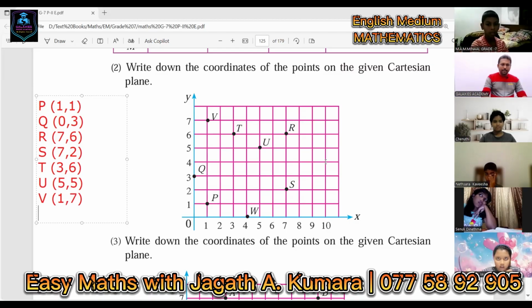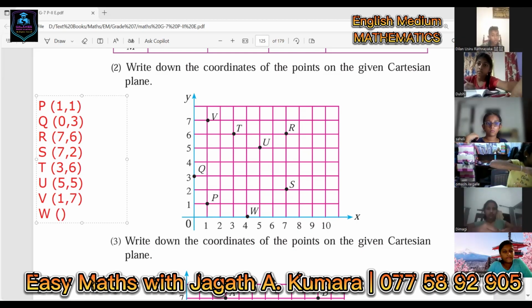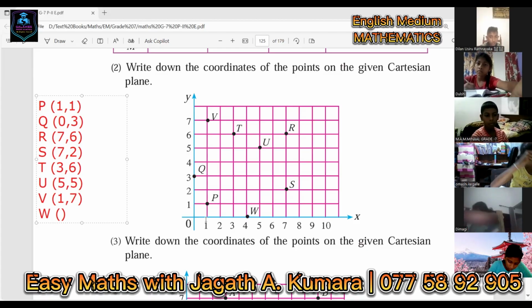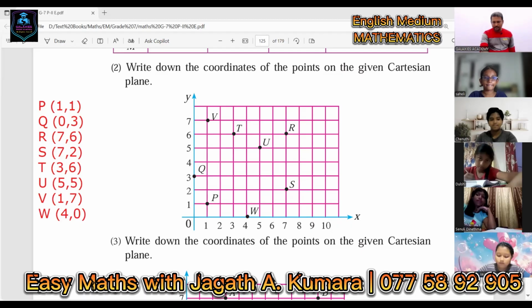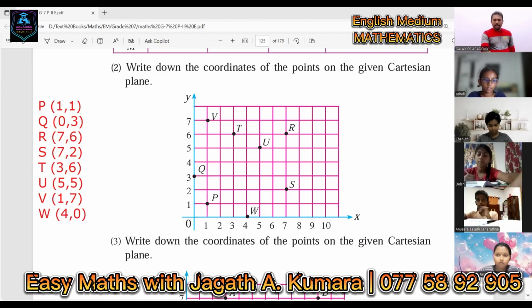Next, can you give the W? Saheli, can you give the coordinates of W? 4, 0. X coordinate 4, y coordinate 0, no? So the coordinates of the point are 4, 0. Right. Are you correct, all of you, these answers? Yes, sir. Okay. Then also another question we can discuss.